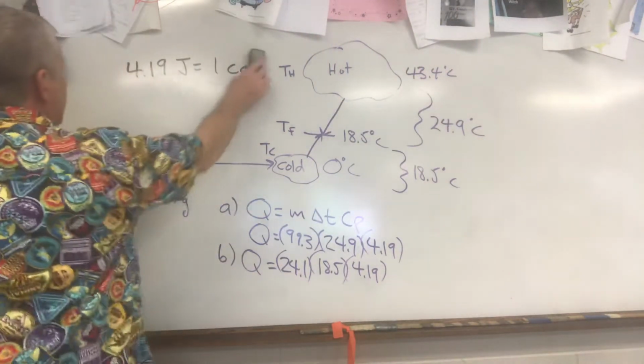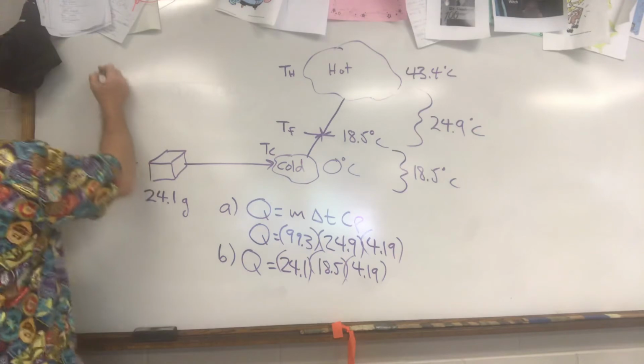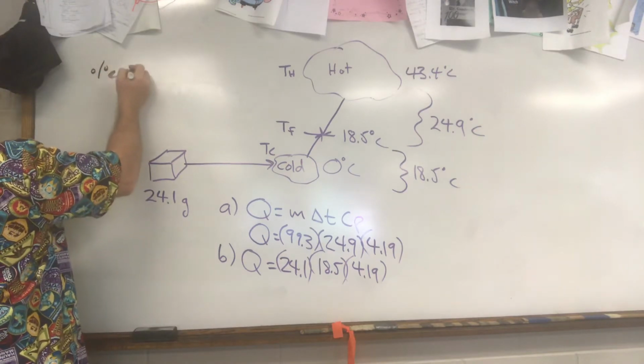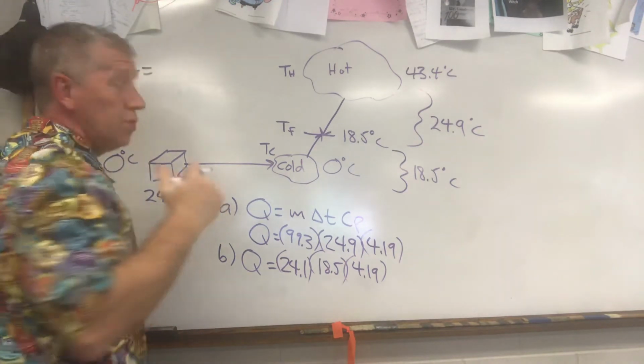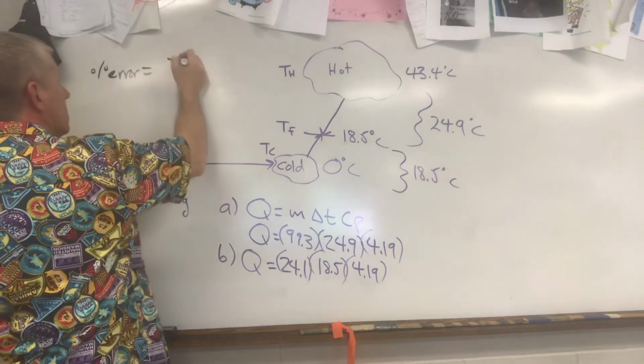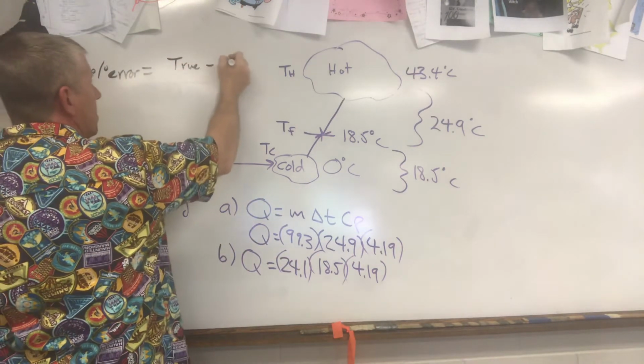So to get percent error, if you don't remember, we take the true value and subtract the experimental value.